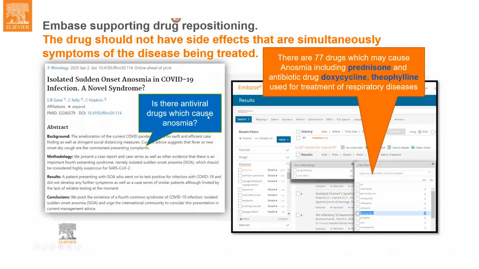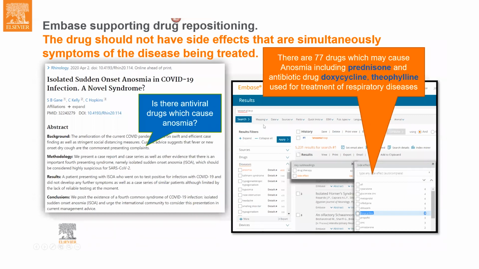Also, it's very interesting, because when assessing a drug, you should avoid the drugs which cause the symptoms of the disease. One of the well-known symptoms of COVID-19 is anosmia. And you can use triple indexing to find all the drugs which cause anosmia as a side effect. So we have this key subheading.